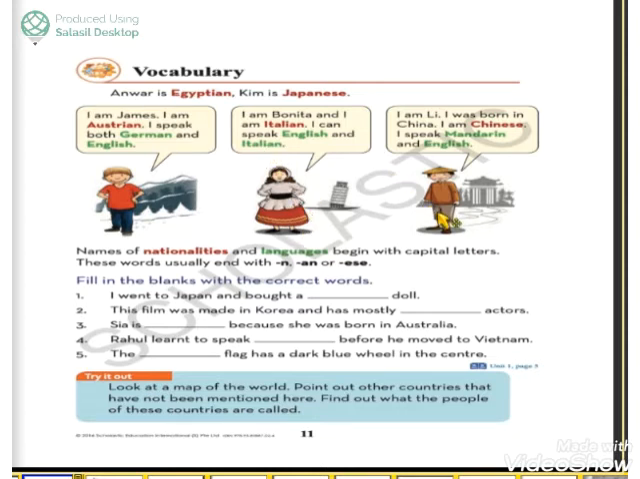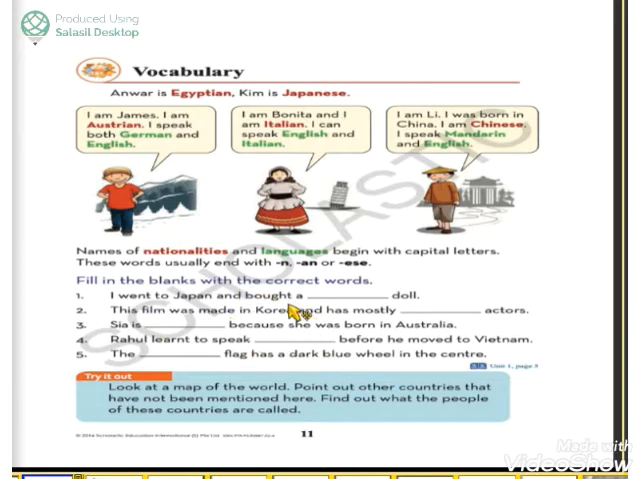Let's go to number 3. What is his name? He is Lee. And where does he come from? He comes from China. He is Chinese. What language does he speak? He speaks 2 languages, Mandarin and English. Very good. Let's answer our exercise on this page.